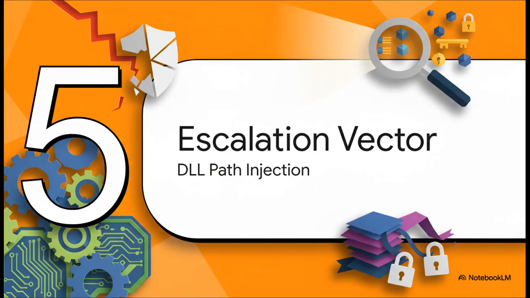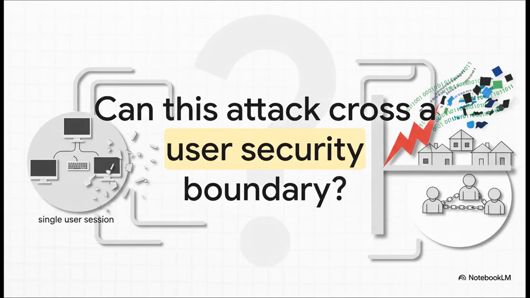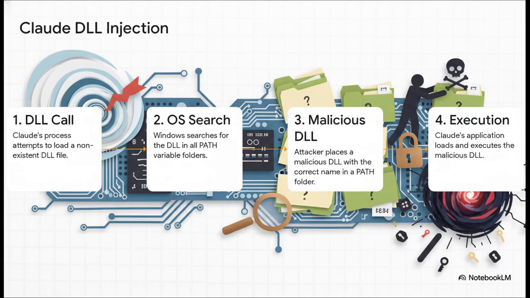While the memory scanning technique operates within a single user session, a different vector can cross the user security boundary. The potential for escalation beyond a single user session exists through an alternate attack vector, DLL path injection. The Claude application presents a vector for this escalation. Its process tries to load a specific Intel graphics driver DLL that does not exist. The operating system then searches for this DLL in all folders listed in the system's path variable.